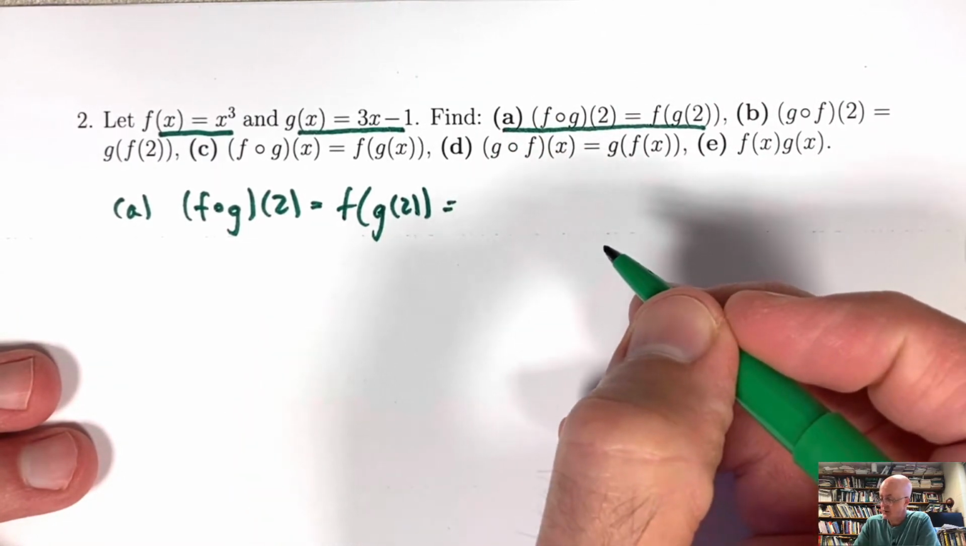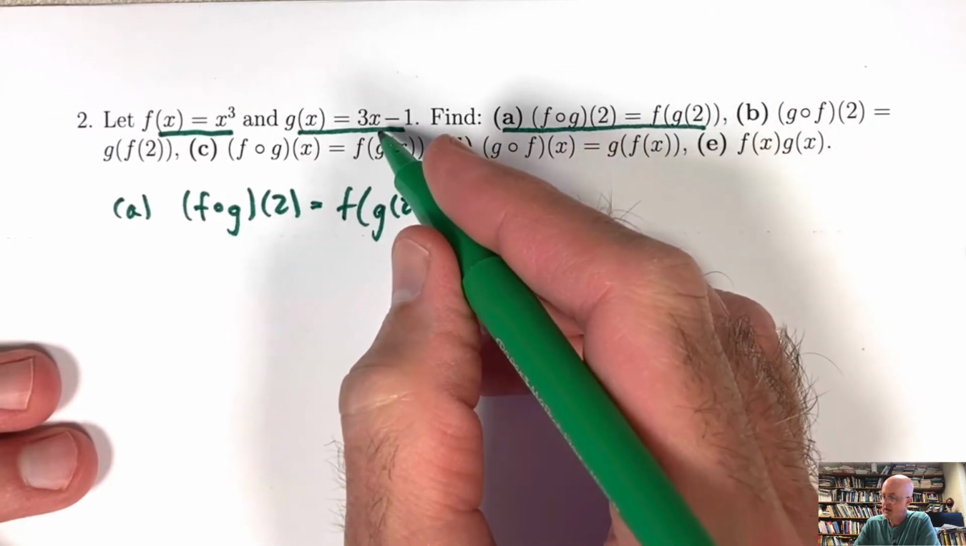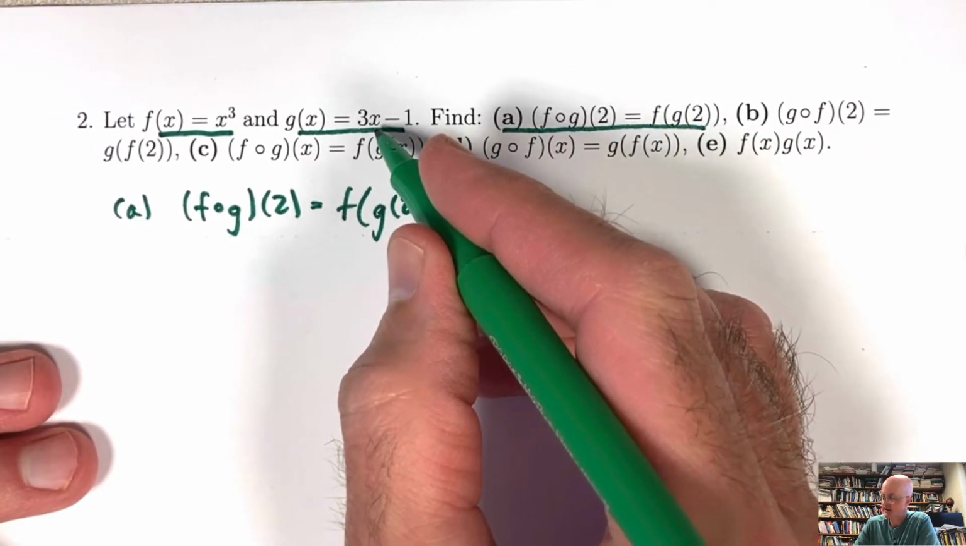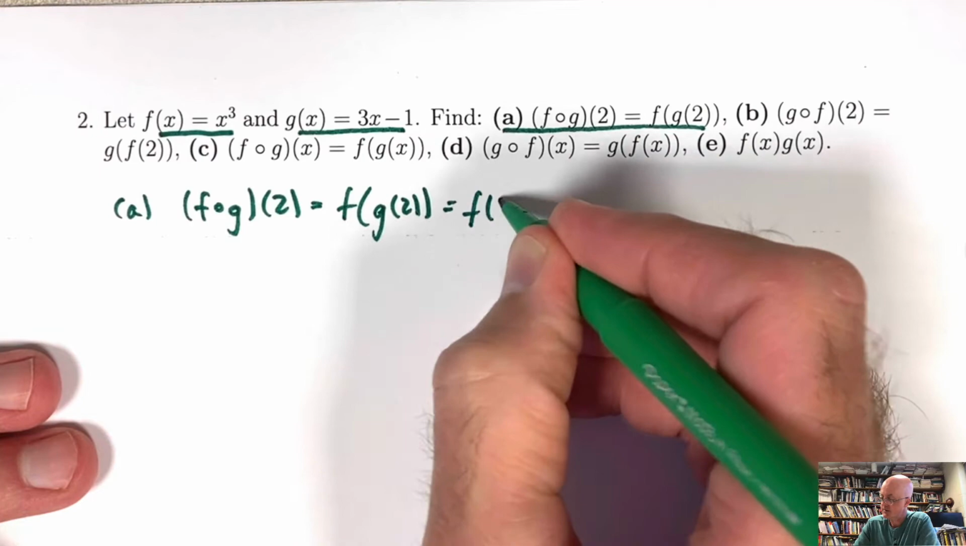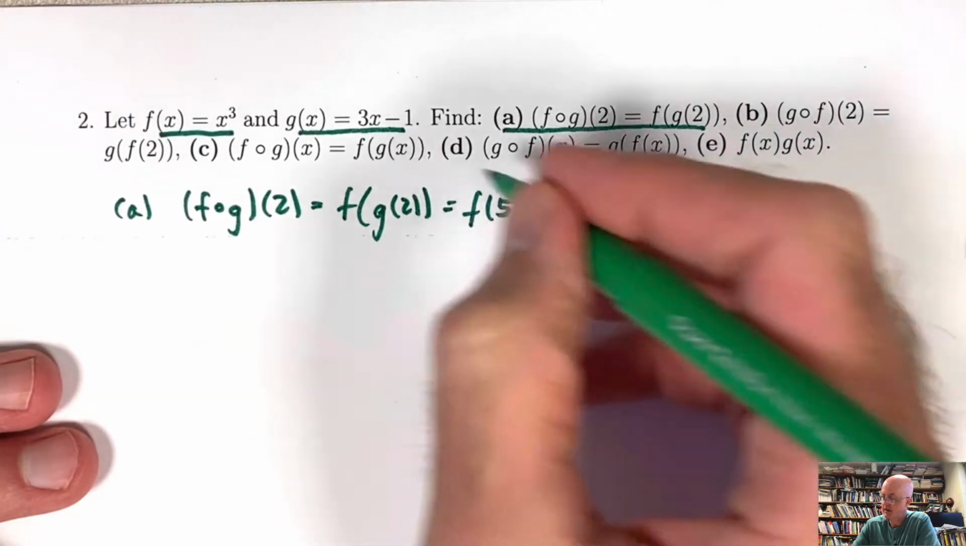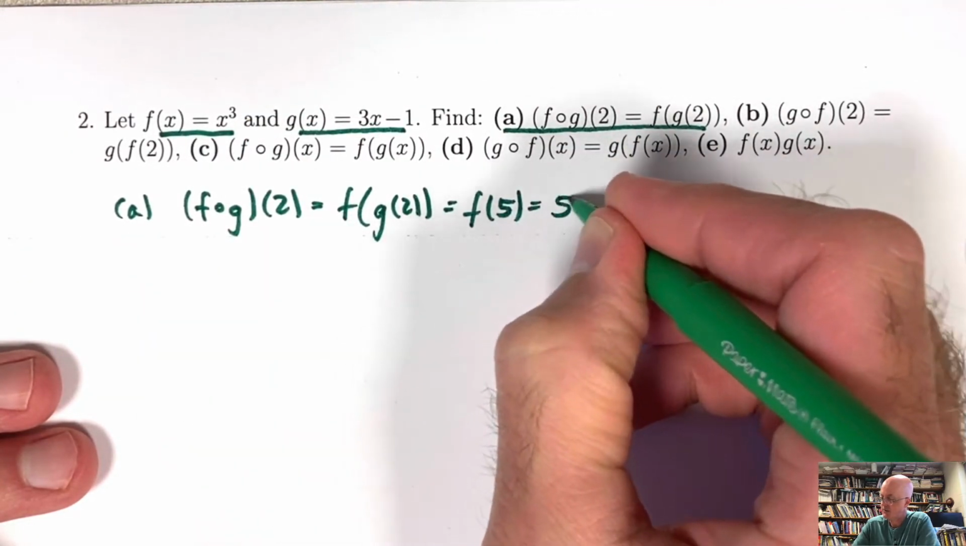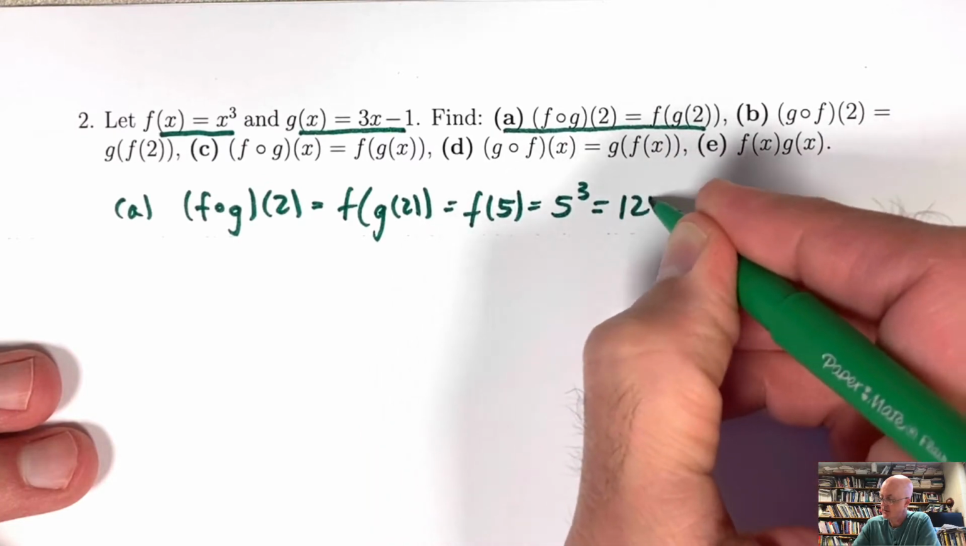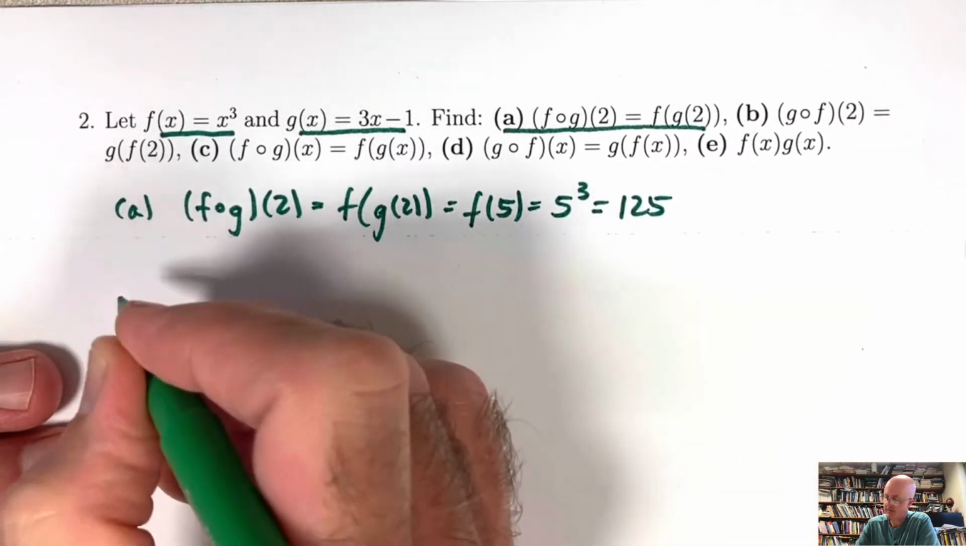So what's g of 2? Evaluate that first. Plug 2 into g. 3 times 2 is 6, minus 1 is 5. g of 2 is 5. So we need to now find f of 5. Plug 5 into f. I need to do 5 cubed. 5 cubed is 125. So that's the answer to part A.